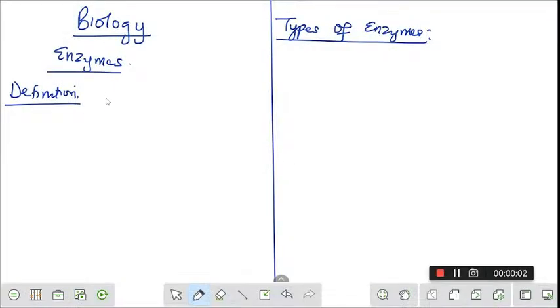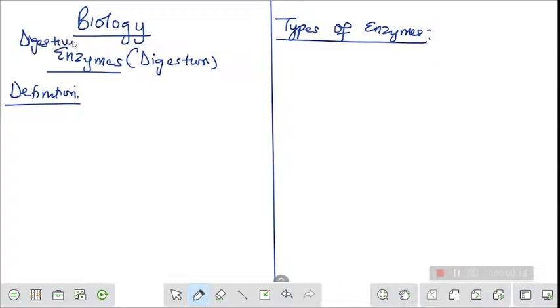Alright guys, welcome to this biology class. What we're doing in today's topic is enzymes. We have some types of enzymes. Actually in biology, what we really use enzymes for is mainly digestion. So this topic is actually digestive enzymes. I hope you understand.